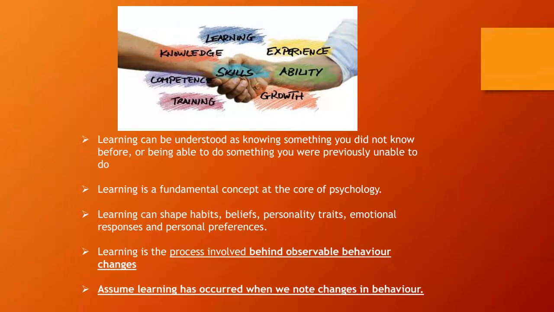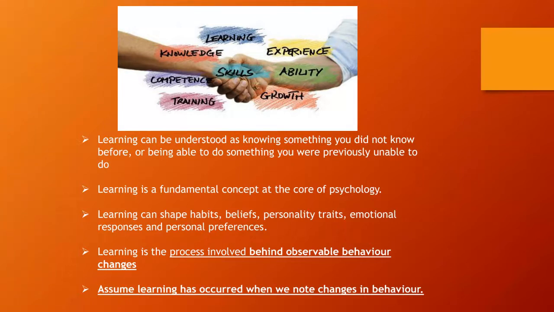And it's a process. So learning is actually the process that is involved behind what we see. So when we see a behavior, that's what we observe. We don't observe the learning. The learning is what takes place behind that behavior. And we assume that something has been learned when changes in behavior take place. So we assume then that there's been some kind of learning.